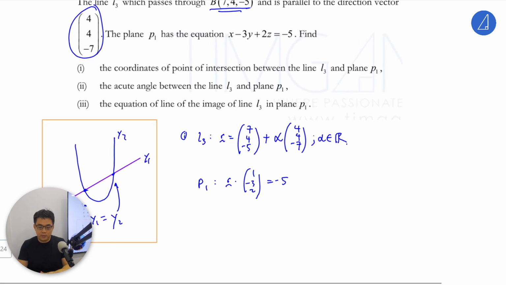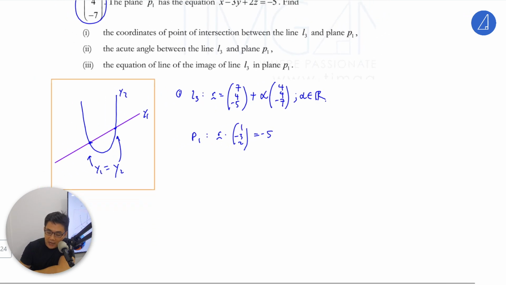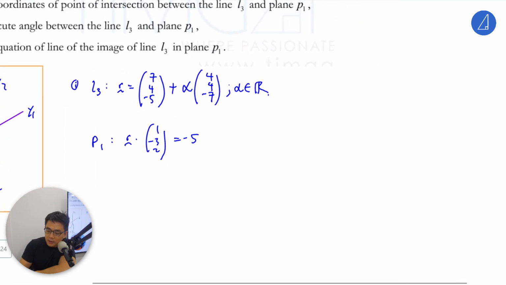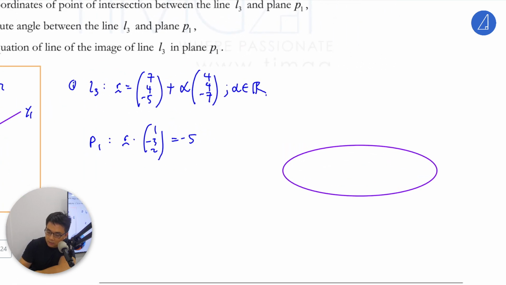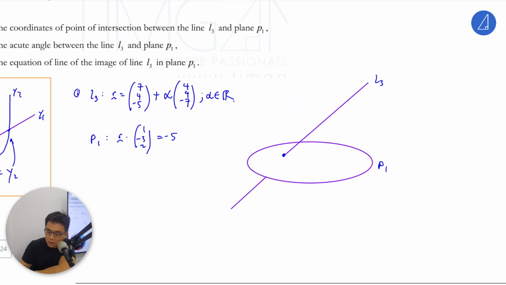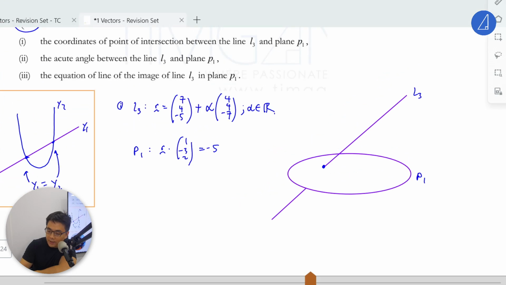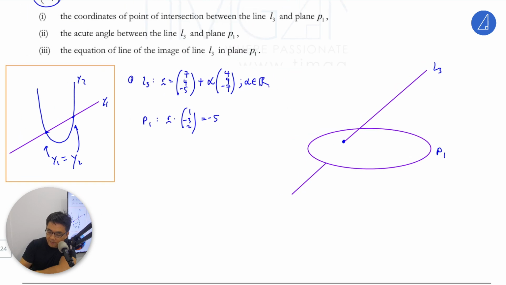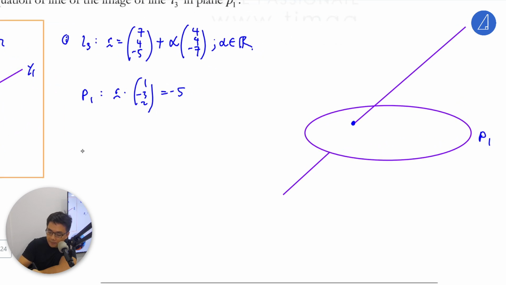Okay. Important. So once you're done, what you need to do is, okay, draw this out. Like that. I'll just draw it to illustrate. So this is your intersection point. So L3 here. This is P1. Okay. So what we have is, if you want to find the intersection point, you sub L3 into P1.